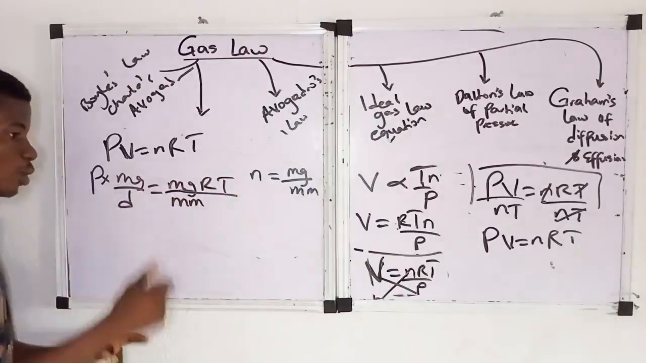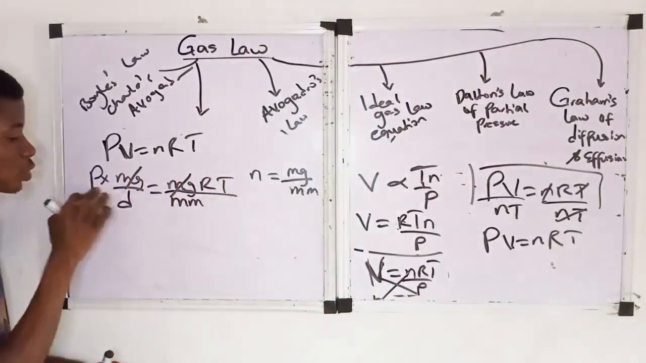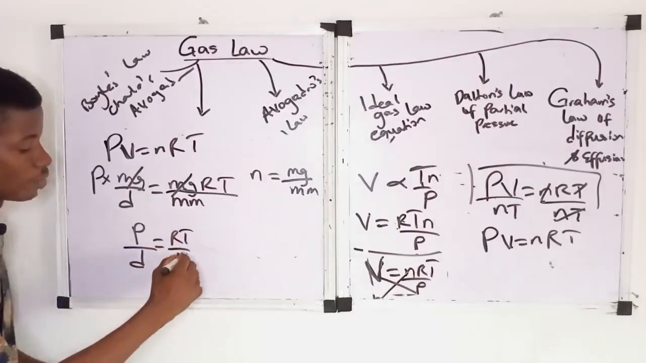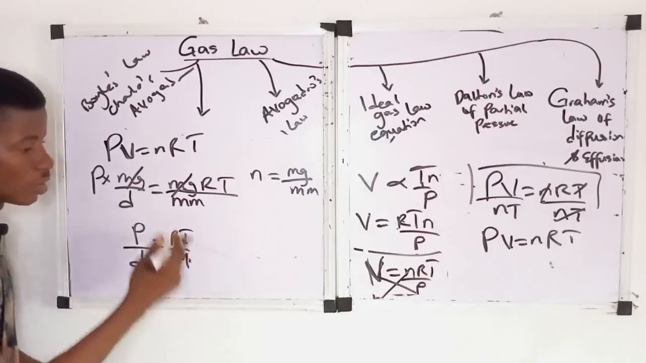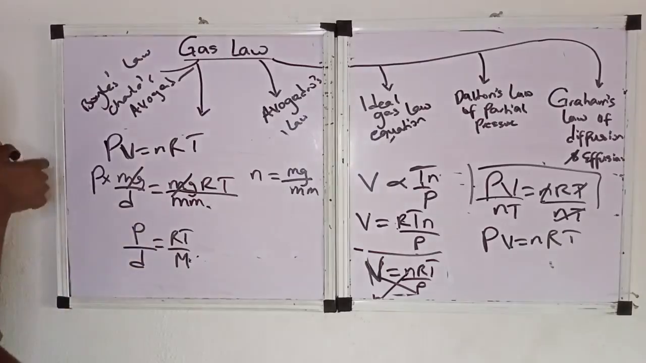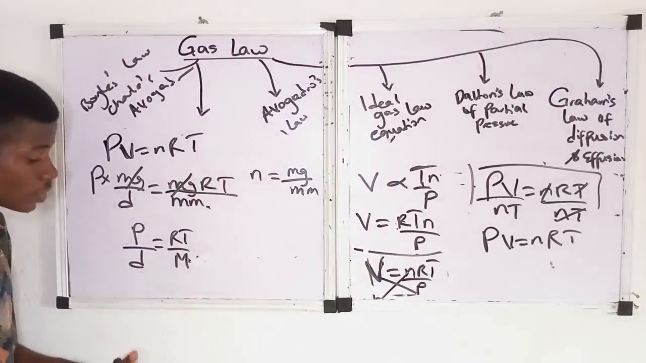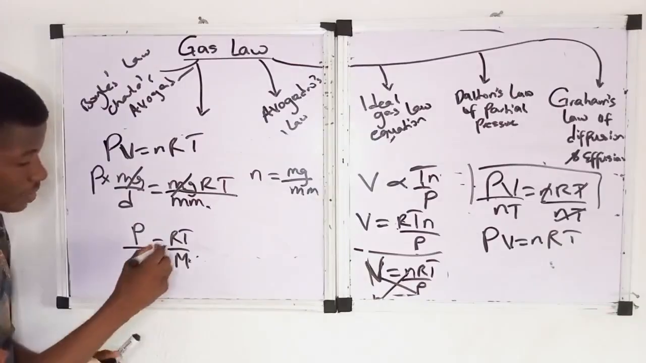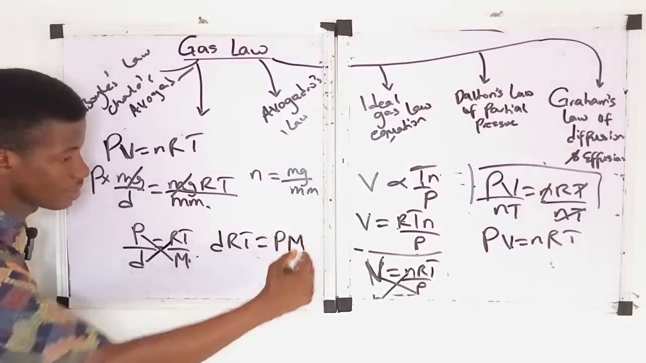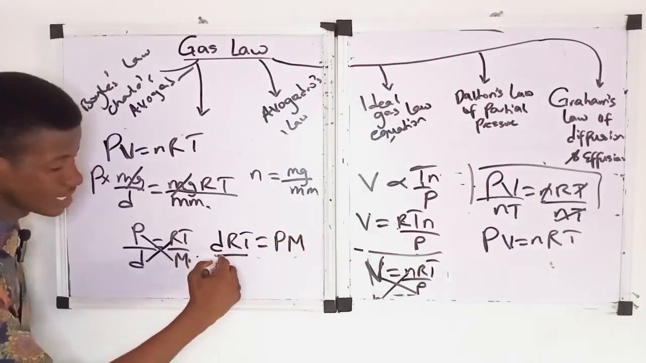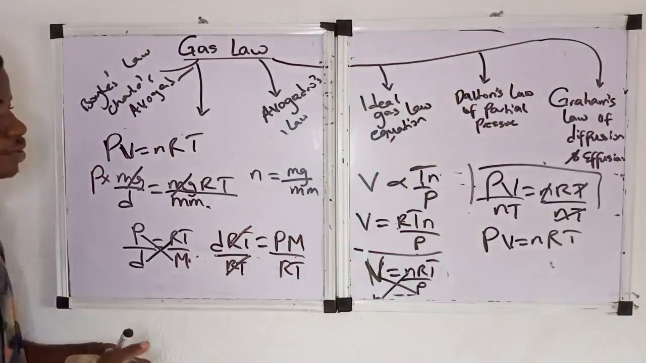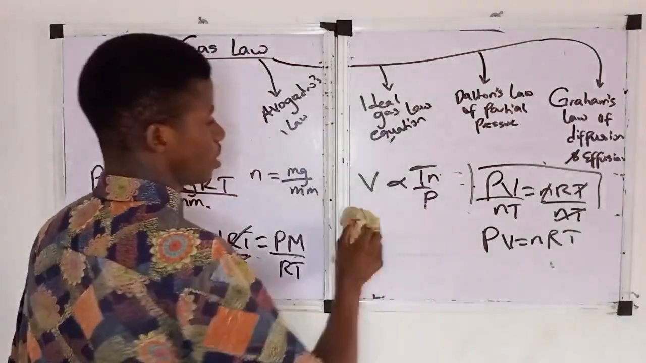Now these two things are common, so we cancel. If we cancel, we have pressure divided by density equals RT over molar mass. Molar mass I just turn to capital M so that you understand this is molar mass. So we've gotten density, right? Let's cross multiply. If we cross multiply, we have dRT equals pressure times molar mass. Now to make density stand alone, we divide both sides by RT. If we divide both sides by RT, we cancel. Density of a gas will now be what?